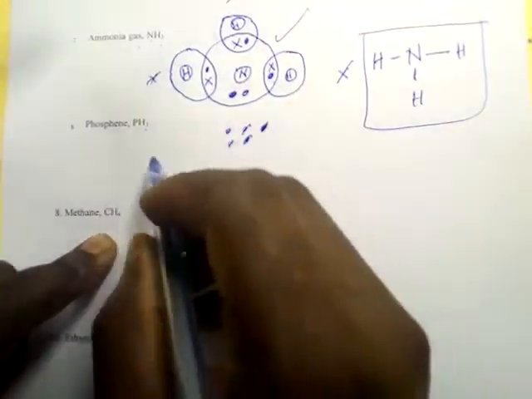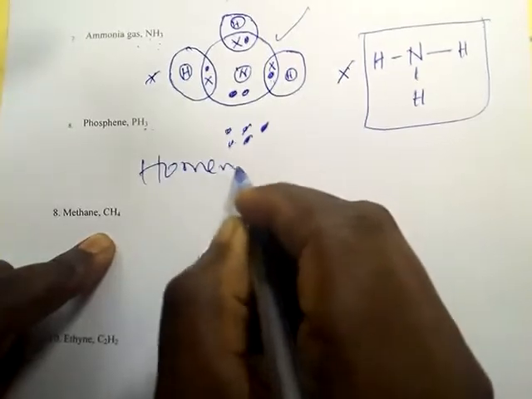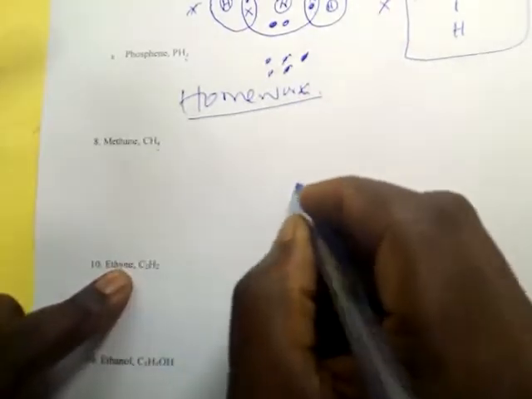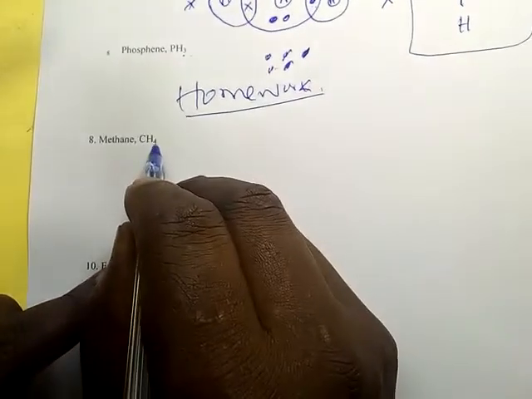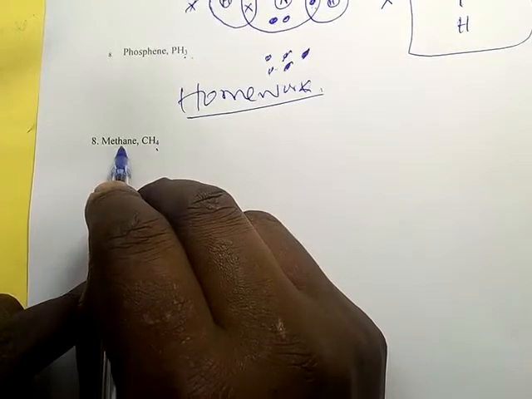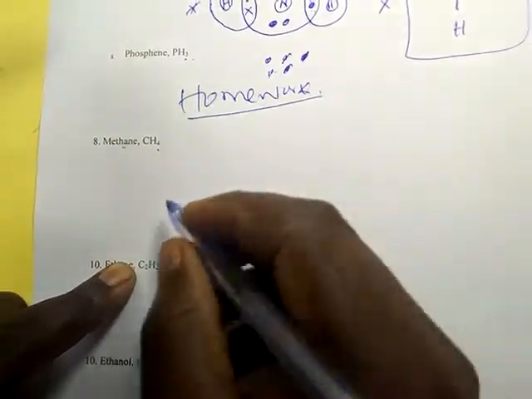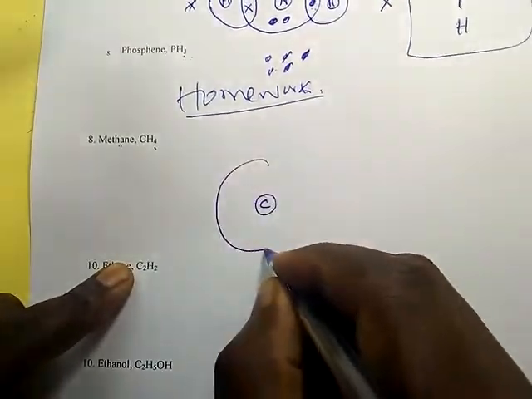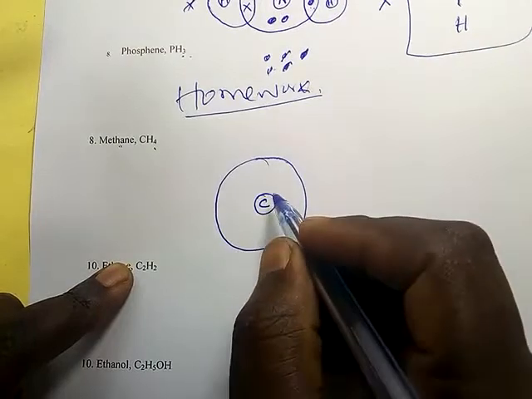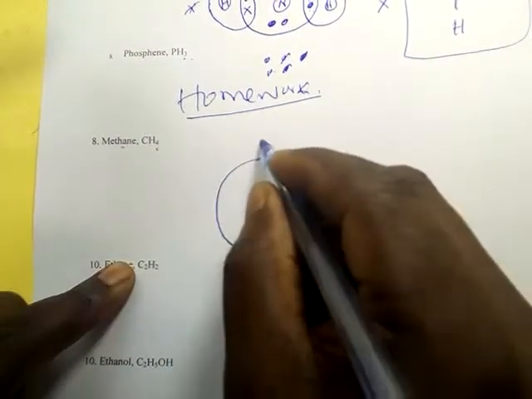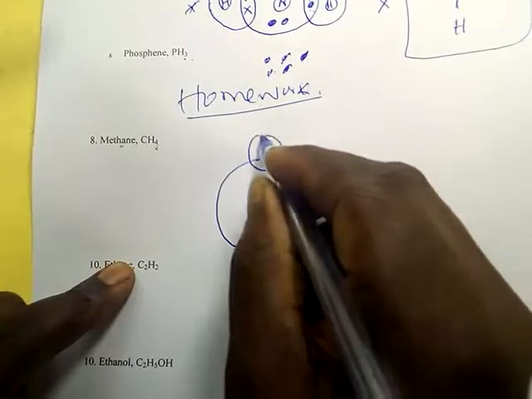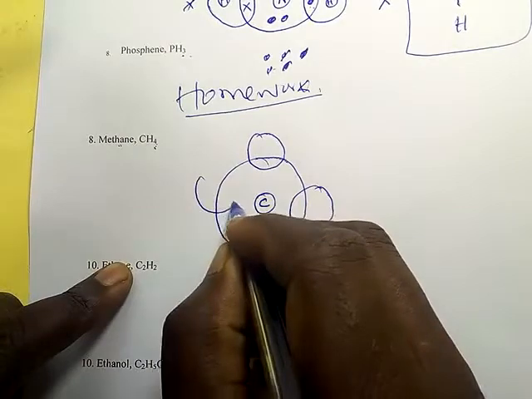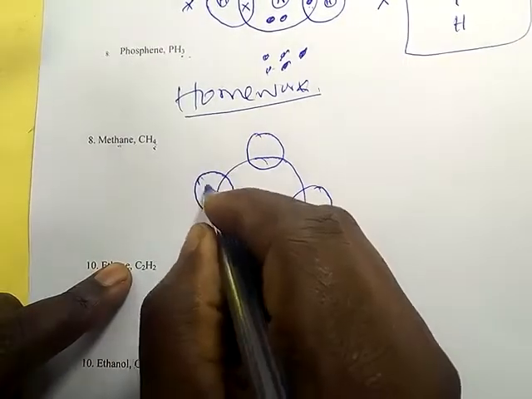Phosphine, this is your homework. You draw that. Let me draw this. Carbon is surrounded with 4 hydrogens to form methane. So we draw it like this. We put carbon at the center. Then we draw the outermost energy level for carbon, which has 4 electrons, surrounded with 4 hydrogens. 1, 2, 3, 4.